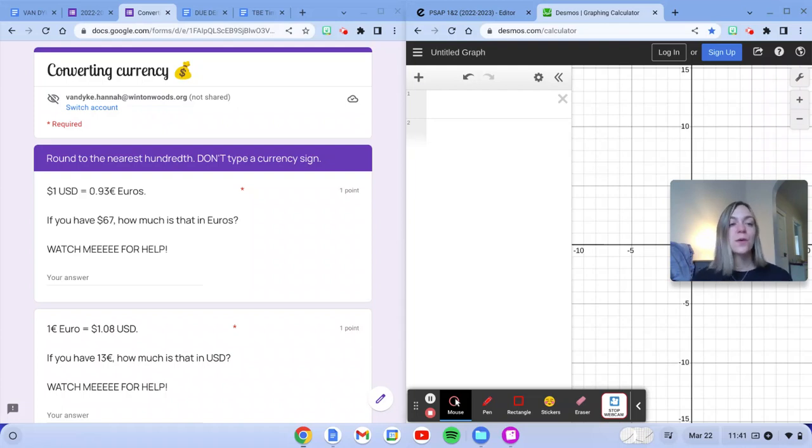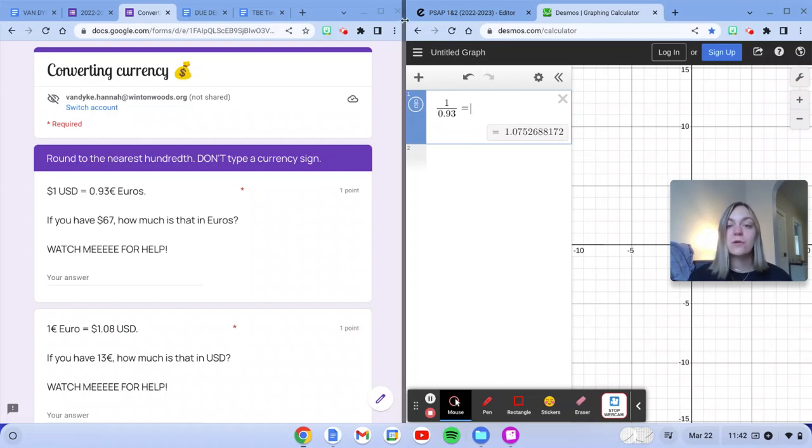1 US dollar equals 0.93 euros, the currency that they use in Europe. If you have $67, how much is that in euros? So we're going to set up a proportion. So we're going to say 1 US dollar is 0.93 euros. And now they're telling us that we have $67.